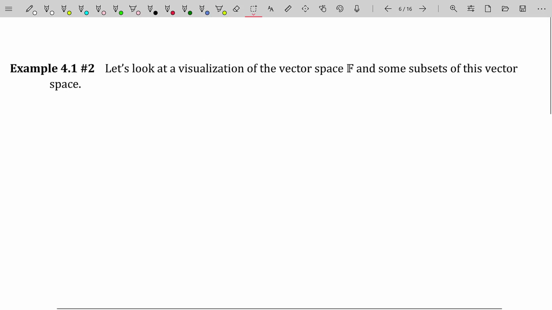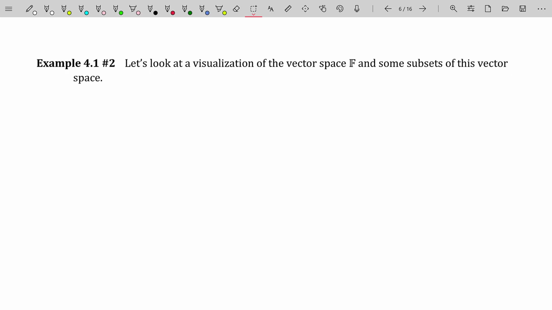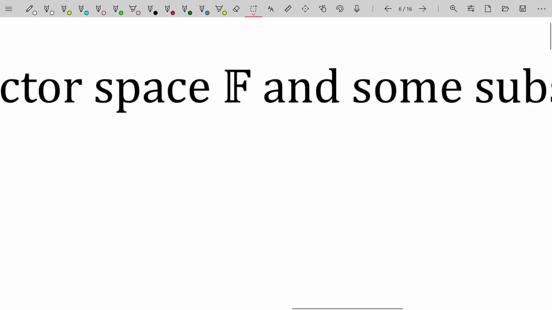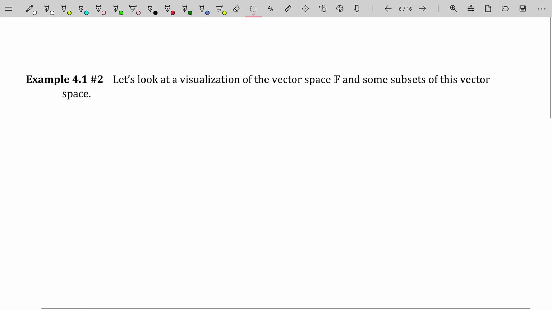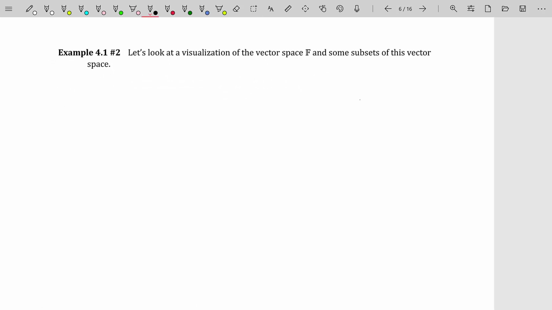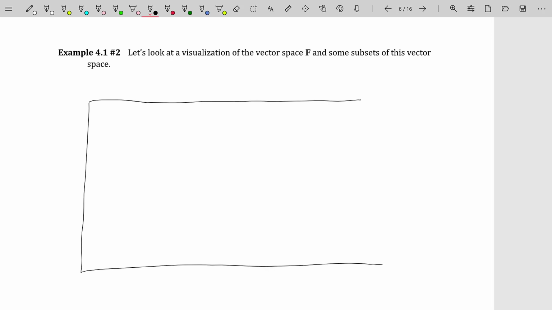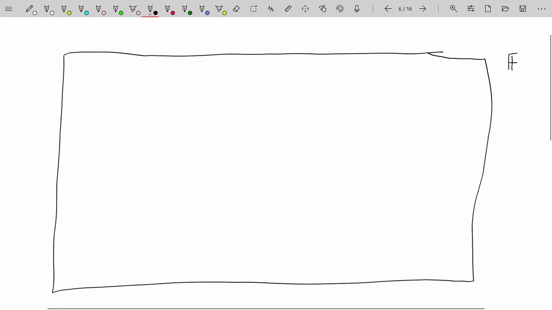So let's start by taking a look at a visualization of a vector space, specifically the vector space F, which is a space of all functions. And then we'll collect some subsets of this vector space. The visual I'm going to give here is just a big old box. So we have this big box that we're going to call F. And F is the vector space, which is the collection of all possible functions over the real number system, like the cosine of x and maybe pi times the natural log of x and stuff like that. Now, there are a lot of subsets within this vector space.